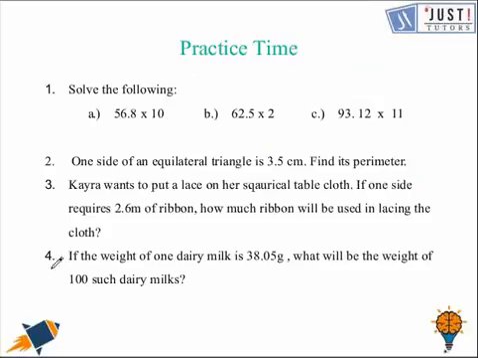Let's come to the practice time. If you want to try the question by yourself, you can pause the video and match your answers later. If you try to solve the questions, the answer would be 568. And for the B part, it's going to be 125. And for the C part, the answer would be 1024.32.